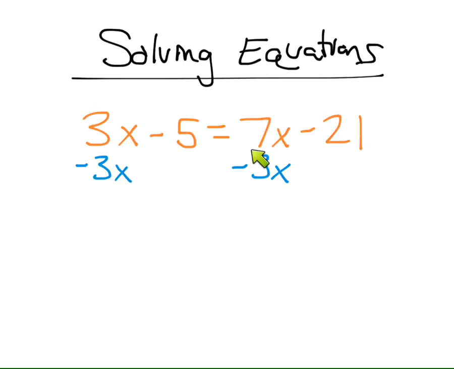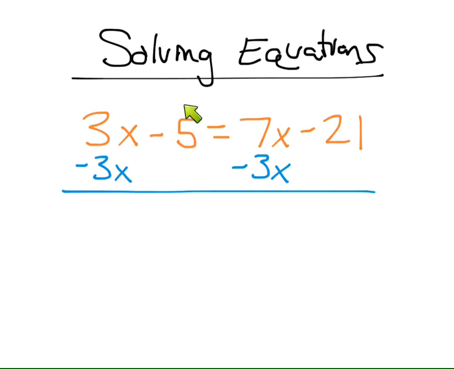You could move the 7x over to the other side. You would have to subtract 7x from both sides. The problem you would run into, though, is that 3 minus 7 gives you a negative 4x. That's okay, and you can do it that way, but the fewer negatives I have to deal with, the better, I think.